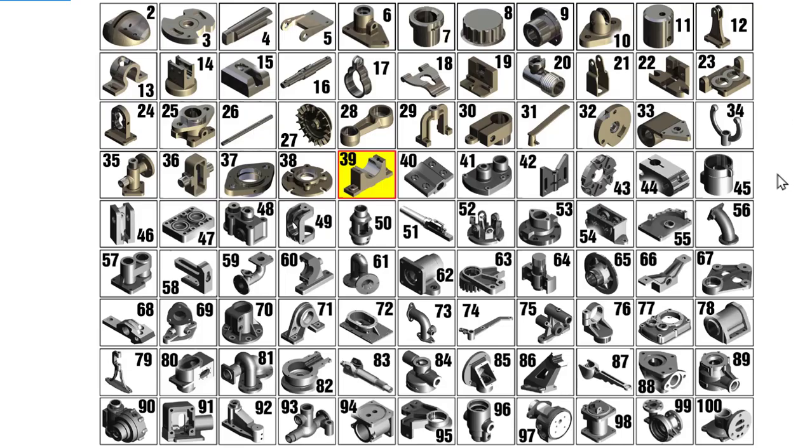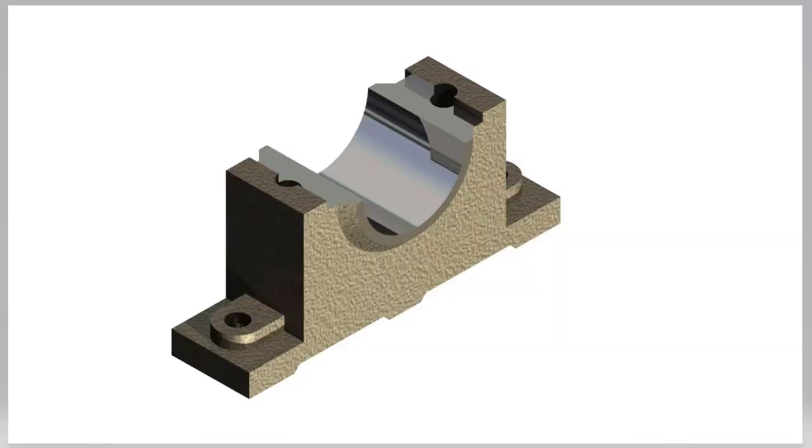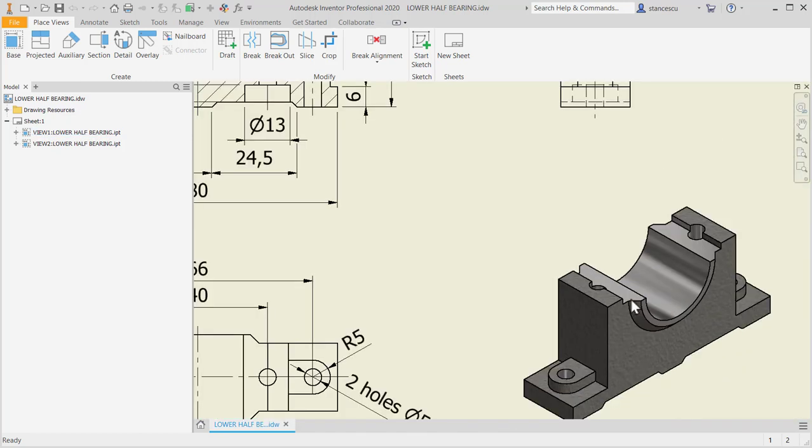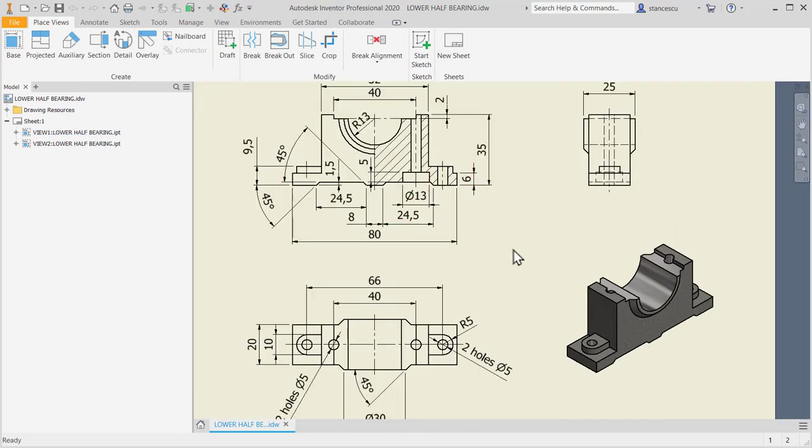Hi my friends, let's model the Part-039 lower half bearing from my collection of 100 parts. I can show you a picture of this part. As you can see, it is a bearing. The drawing is suggestive. There is no special problem.